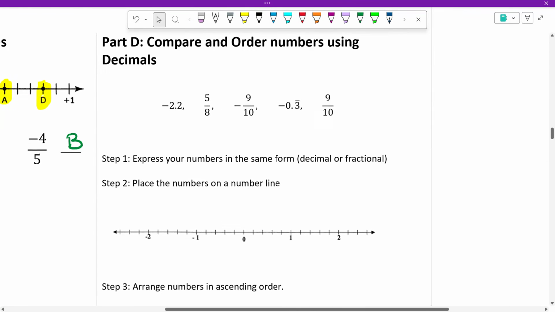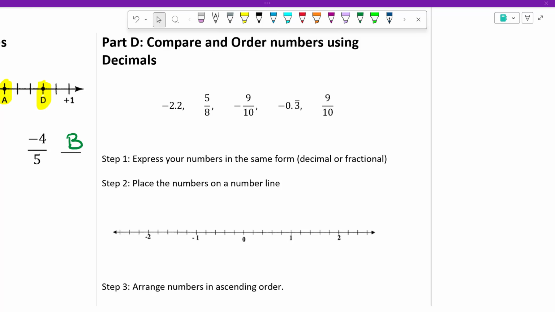A combination of the previous two questions put together. We have these numbers, and we want to put them on the number line. And since we have a mixture of fractions and decimals, we either have to make everything fractions so we can compare them, or we make everything decimals so we can compare them. Now turning decimals into fractions, that's kind of a pain. So it's probably just easier to go the other way. Let's turn these numbers into decimals.